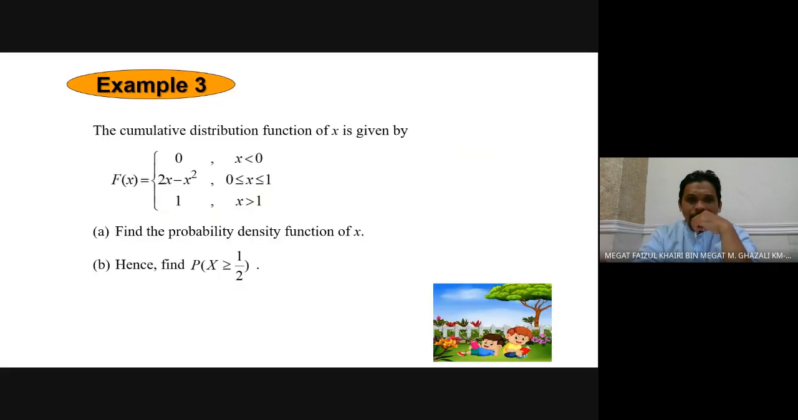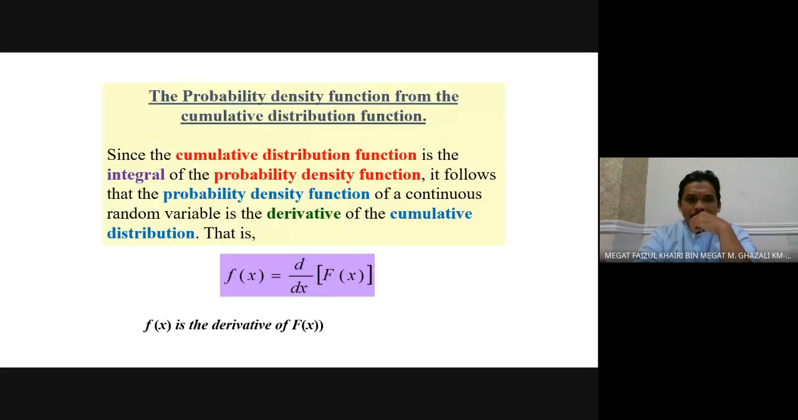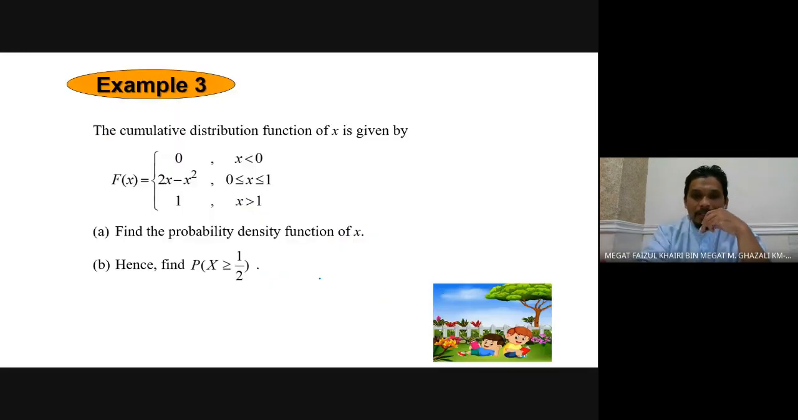So probability density function. Okay, since the cumulative is the integral, it follows that the probability is continuous. Okay, so opposite of integration, then we differentiate the function of the cumulative distribution. Okay, differentiate the cumulative distribution, which is differentiate F(x) with respect to x. Okay, so now this is the cumulative and we find the probability density function.